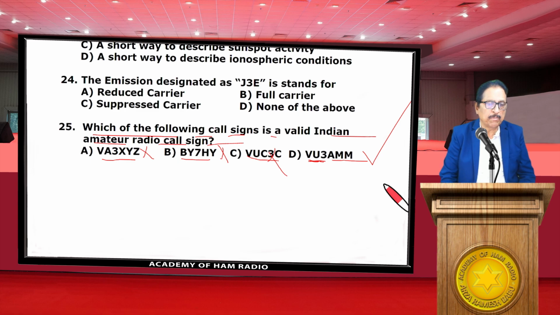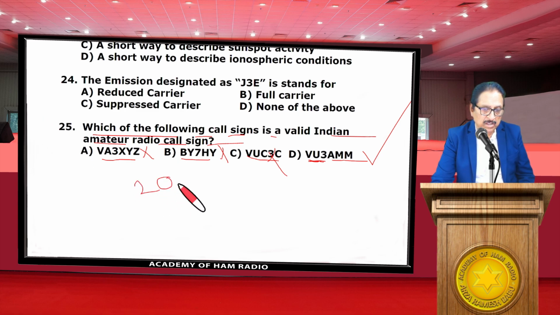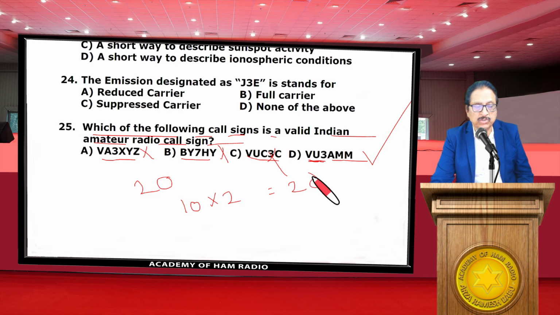So that's all about it. If one secures 20 marks in 10 questions, 10 into 2, 20 marks. Since each question carries 2 marks, the person who gets 20 marks will be declared qualified for this International Communication Ham Radio license.